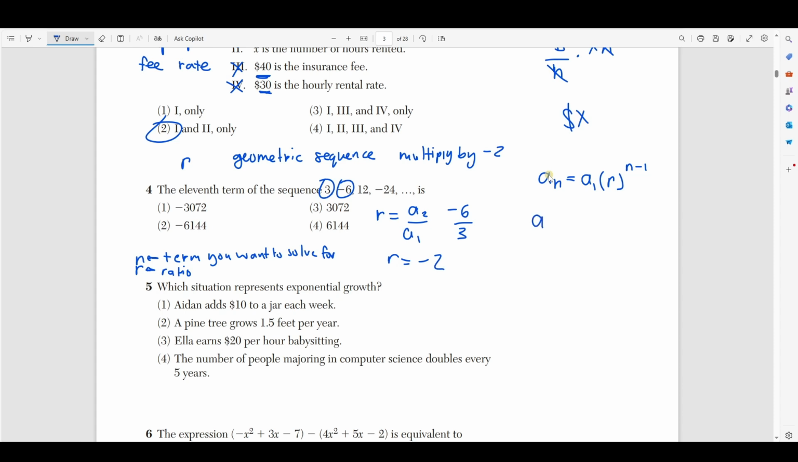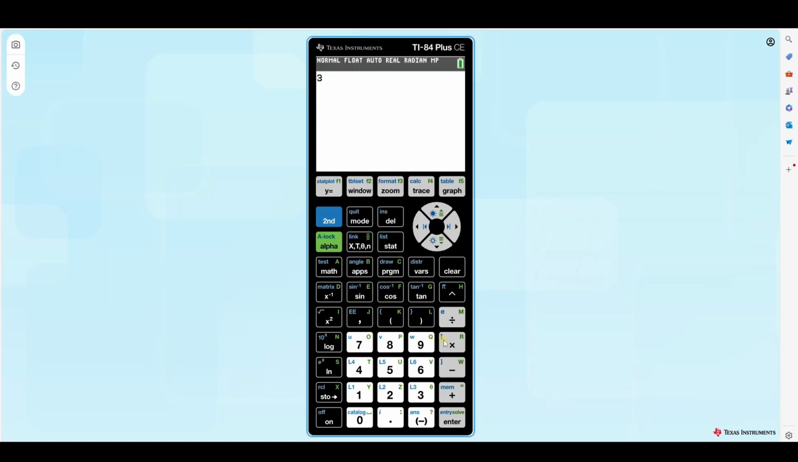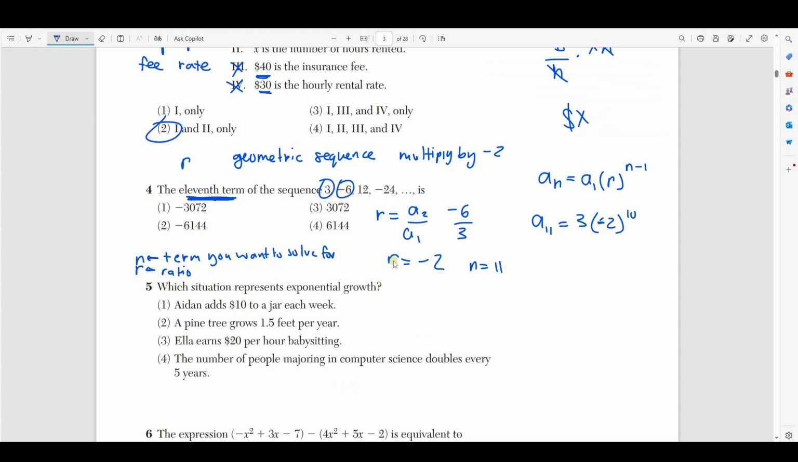Now we can plug that in. A of n, here we're solving for the 11th term, right? N is the term you want to solve for. So we plug in 11 for n. We know that n is equal to 11. A of 11 is equal to a of 1, which is the first term, 3, times -2, which is our ratio, to the power of 11 minus 1, which is 10. And we can just plug this into our calculator that we're allowed to use. So 3 times -2 to the power of 10 is equal to 3072, which is choice 3.